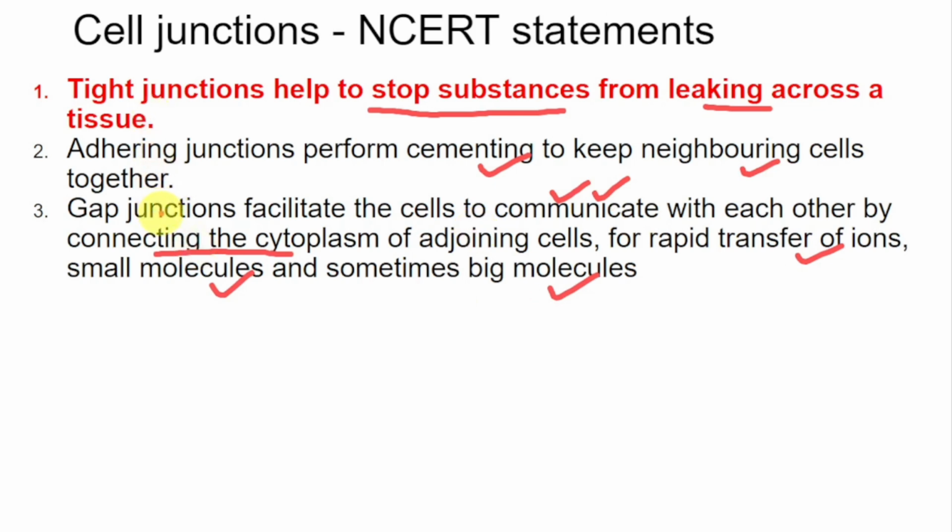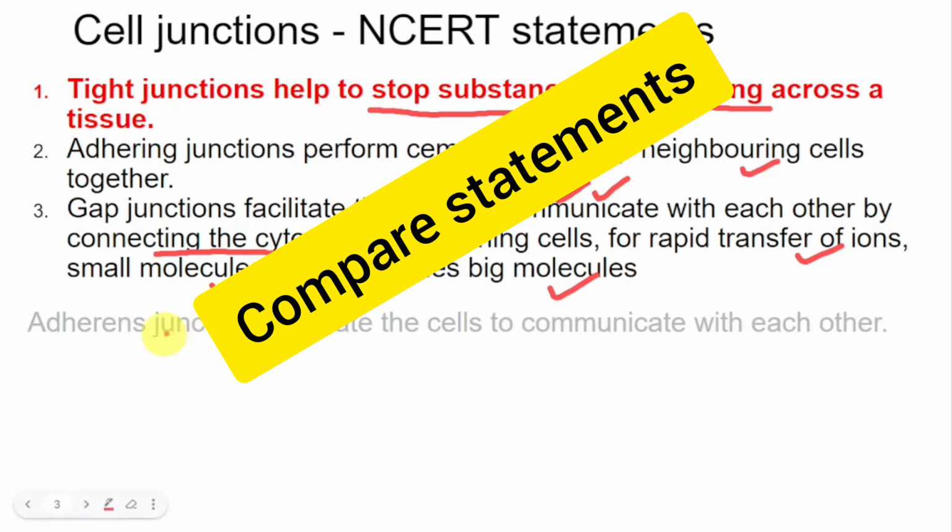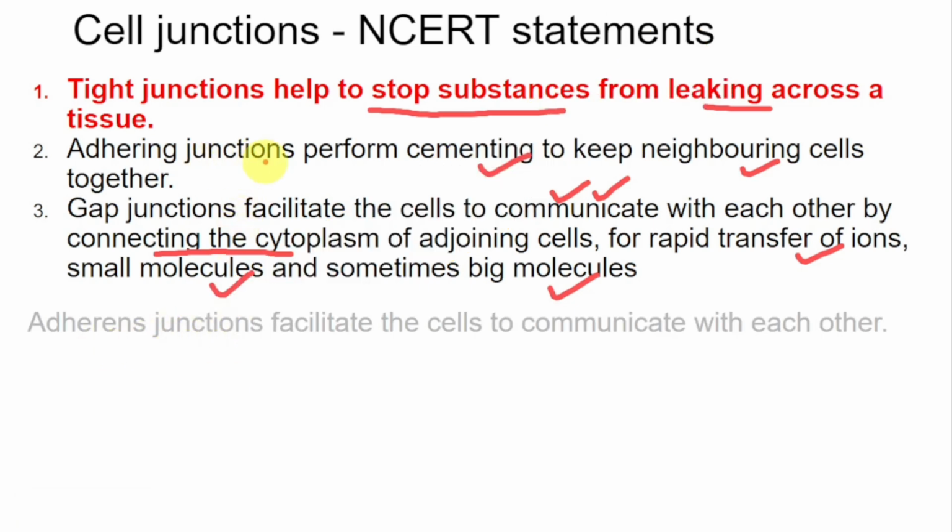That's it. You don't have to read anything else about the junctions. But bear these keywords in mind. Rather than reading many textbooks, you have to read one textbook but thoroughly and repeatedly. Now see, compare the statement which was asked in the question with the statement given in the textbook. Adherence junctions facilitate the cells to communicate. Communication is the keyword for gap junctions. And this is the reason this word has made the sentence incorrect.